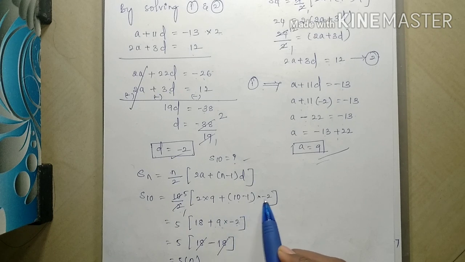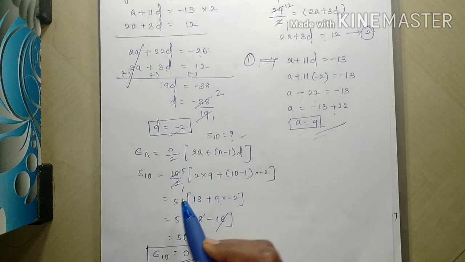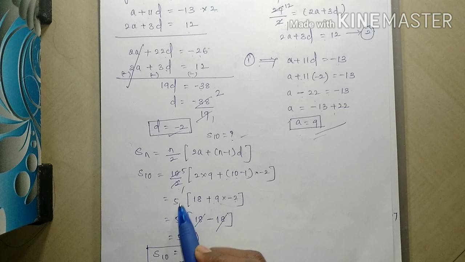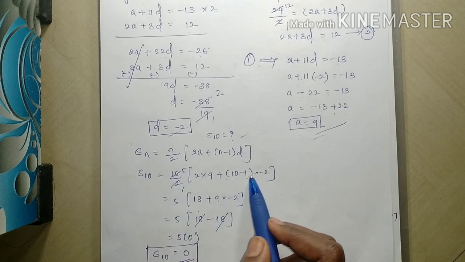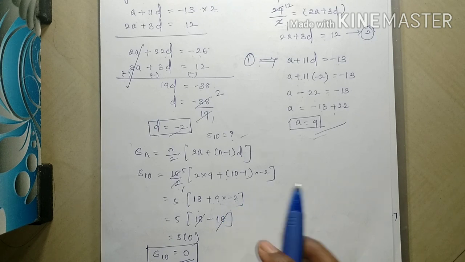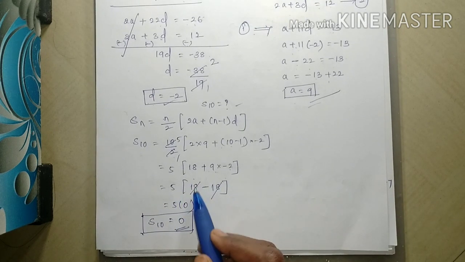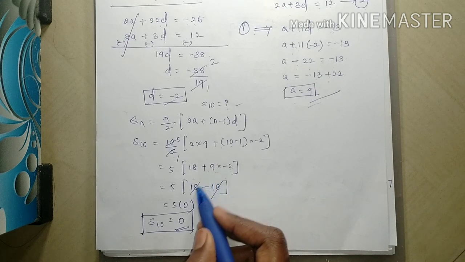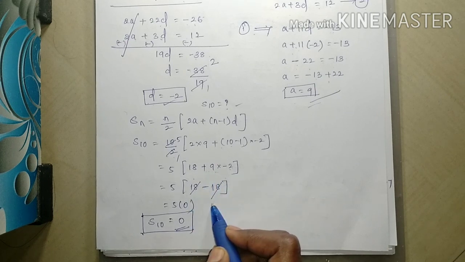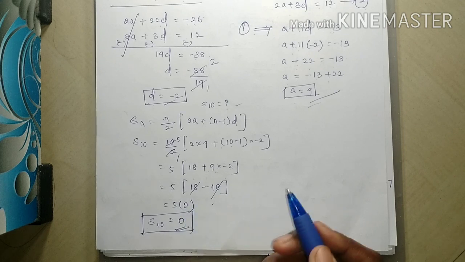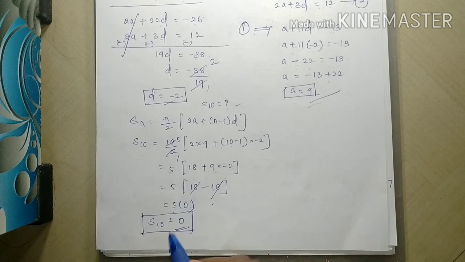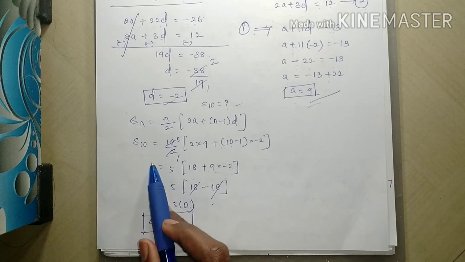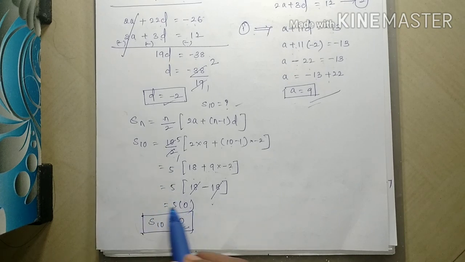n is 10 minus 1 into d is minus 2. So this is 2 1s are 2, 2 5s are 10, so 5 into 9 2s are 18 plus 10 minus 1 is 9 into minus 2. So 5 into 18 plus, into minus is minus, 9 2s are 18. So plus 18 minus 18 will get cancelled, that is 0. So 5 into 0 is 0. That is, the sum of the first 10 terms of the AP is 0.